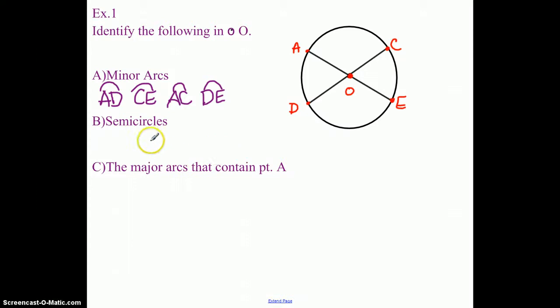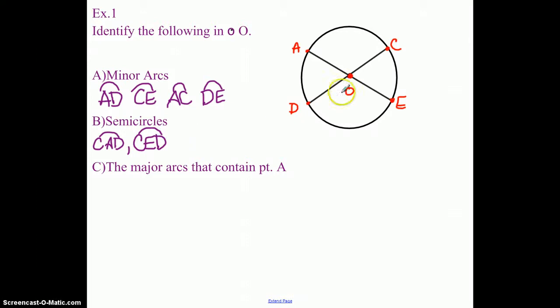Now, if I were to look for semicircles, I want to look at halfway. And an easy way to look at this is if you could find a diameter. Like DC, I can see is the diameter, which means that CAD has to be a semicircle. So CAD. And don't forget, you can also do the bottom half. So CED would kind of be the bottom half of that one.